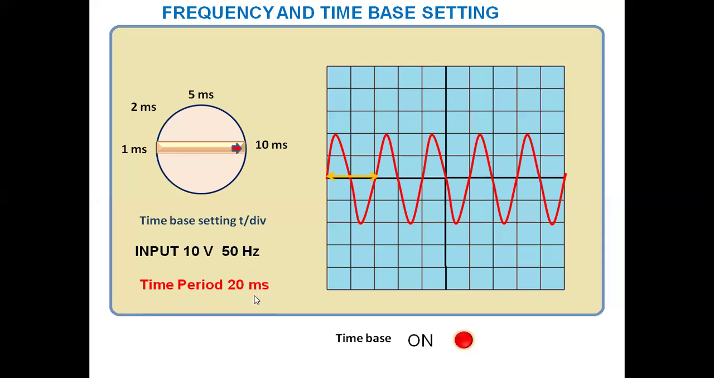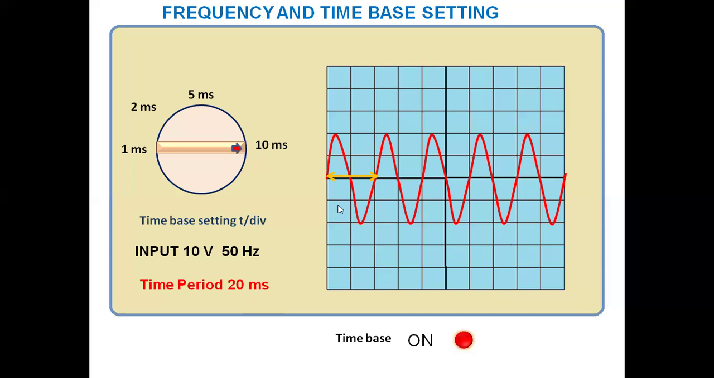If we change the setting for the same input, the waveform will change. Right now, how many waves can we see? 1, 2, 3, 4, and 5 waves are seen because each wave is occupying 2 blocks, which is 10 millisecond each.